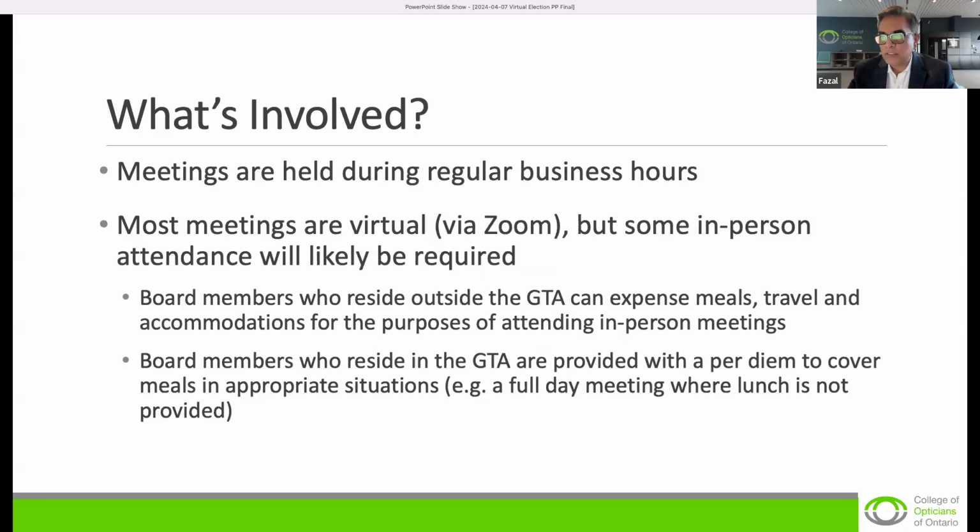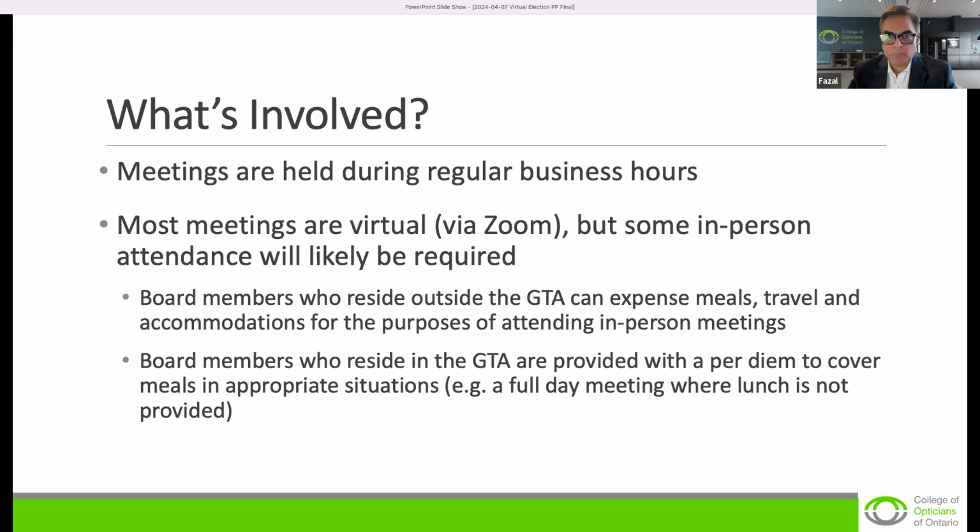Meetings are held during regular business hours, so typically between 8:30 and 4:30. As I said, most of them are via Zoom. There is sometimes some in-person attendance required. Typically, we've been holding the June meeting in person. It's a good opportunity to meet fellow board members and appointed members. And you'll be reimbursed for hotels and travel if you do come in. Board members who reside outside the GTA can expense their meals, travel, and accommodations.